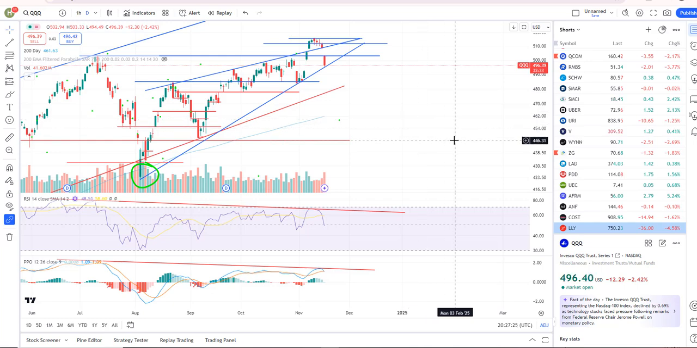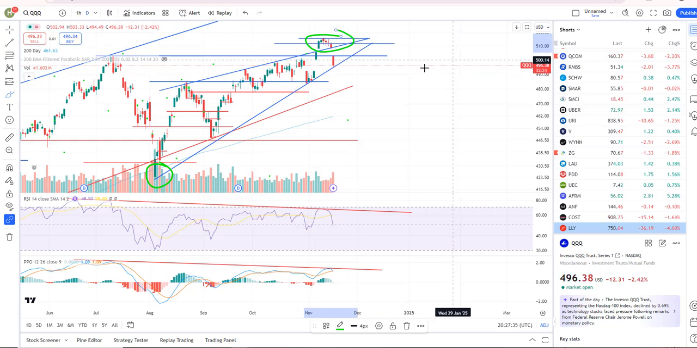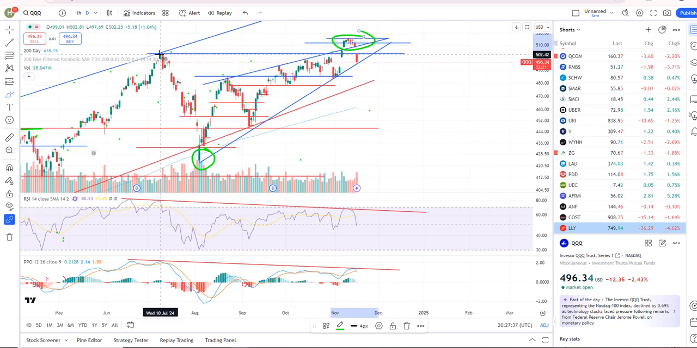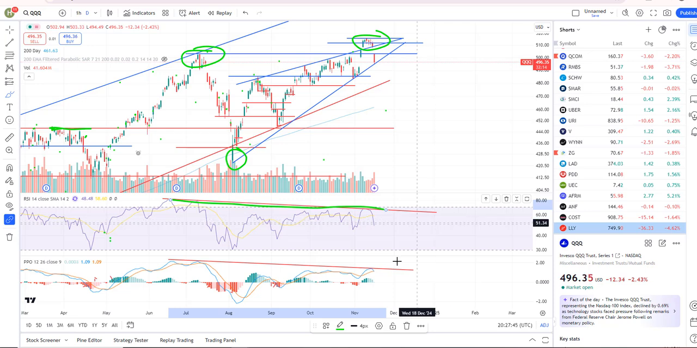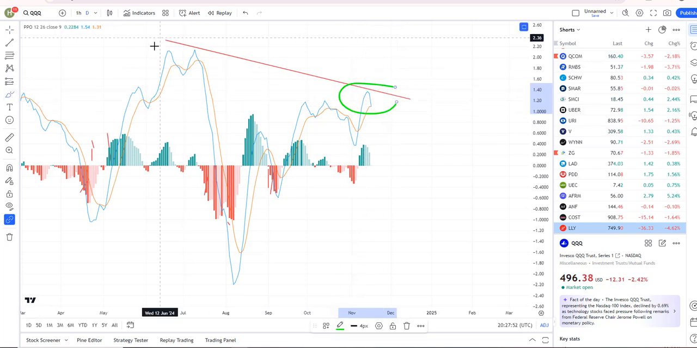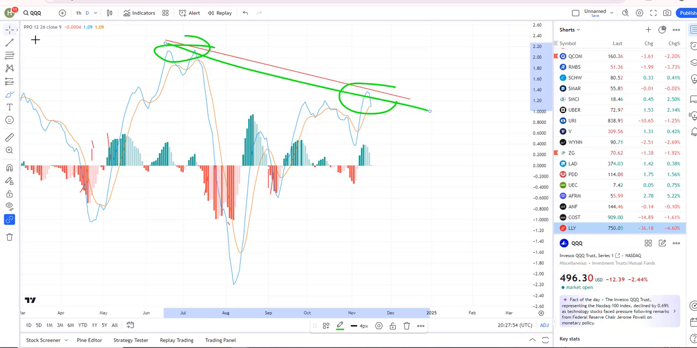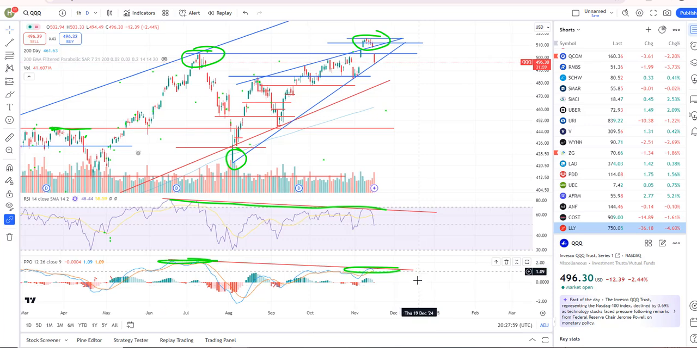So triple Qs, this is our tech sector. I'm just going to cover the bigger picture and run through it. We have a higher high that was just recently made on the post-election pump. But that higher high came on lower momentum. See the momentum dropping off? Look at the PPO. See it's starting to cross down right there. So we have lower momentum, higher high in price. That's negative divergence.